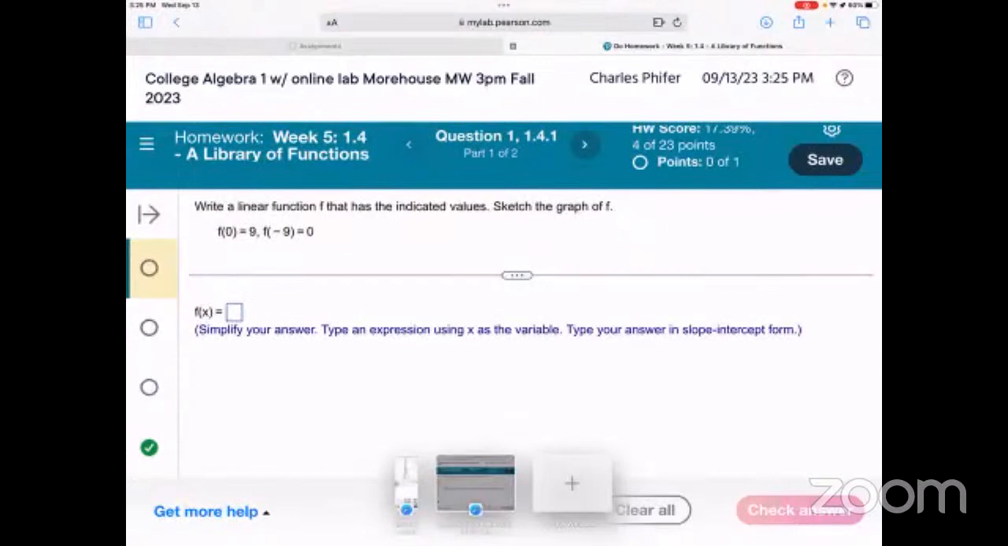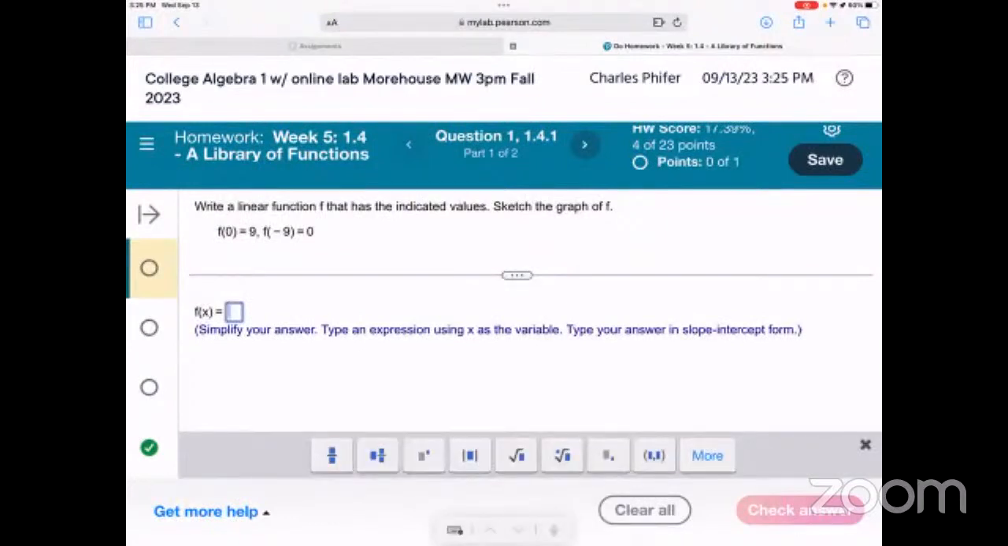You can do the change in y over change in x. If the slope is 1 and the y-intercept is 9, let's see if this works. So when x is 0, y is 9. When x is -9, y is 0. All right, they gave us our y-intercept. They gave us the b. We just needed to find the slope, so I just did a quick calculation in my head. If I need to show it, just request it, and I'll write it out.